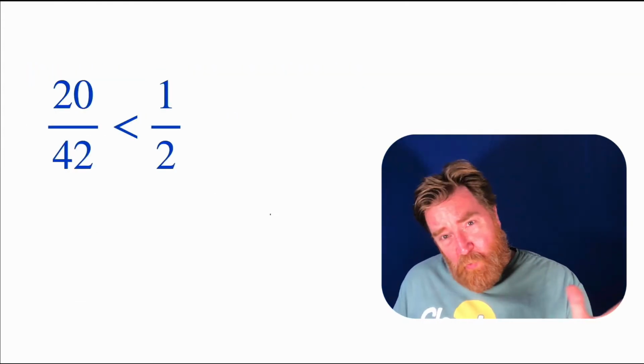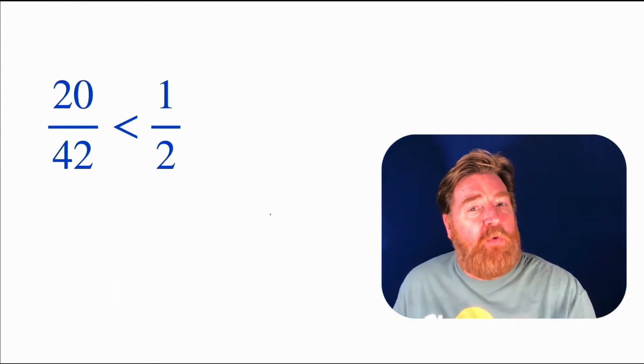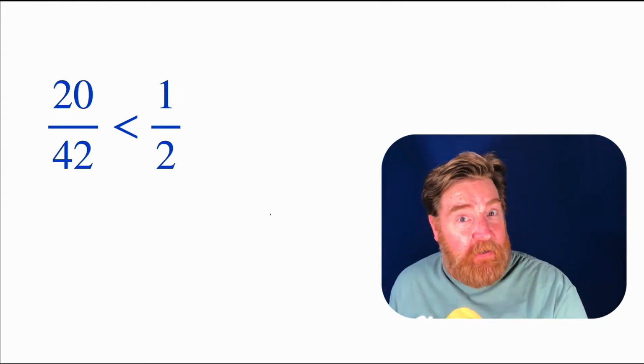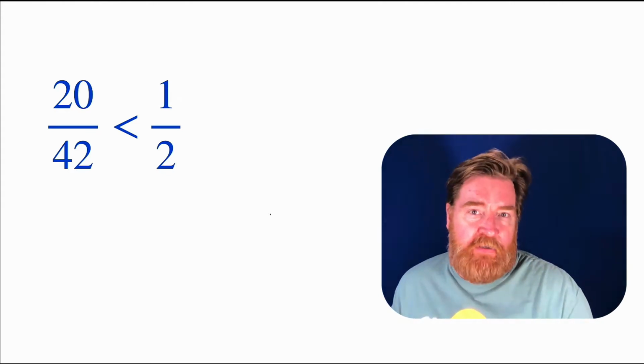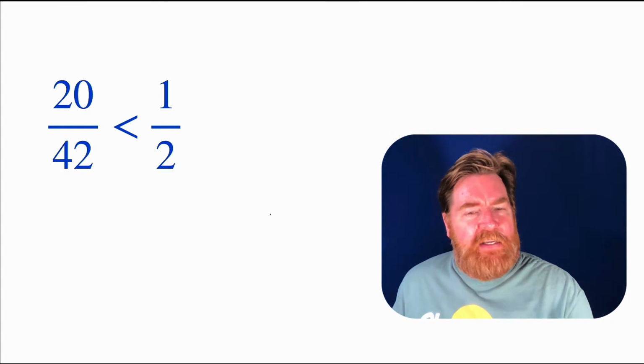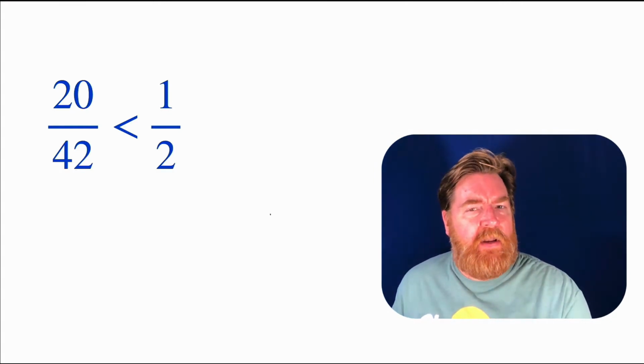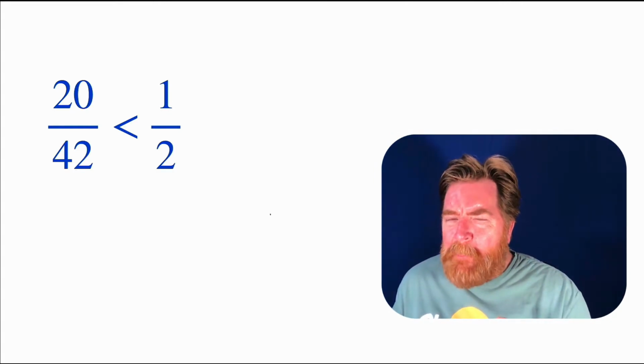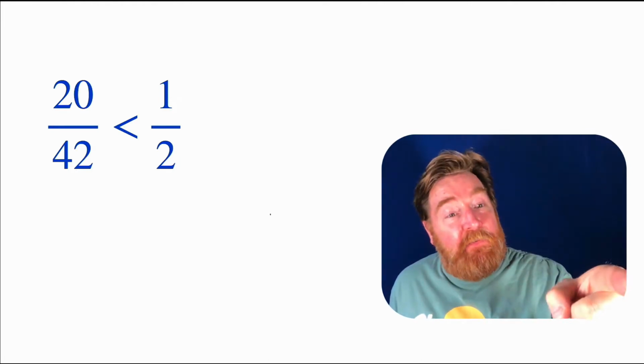Then we sort of pointed out the importance of the number 1/2. Speaking of benchmarks, right? 1/2 is a great benchmark. So 20/42 is less than 1/2. And how could you check that? Well, good.